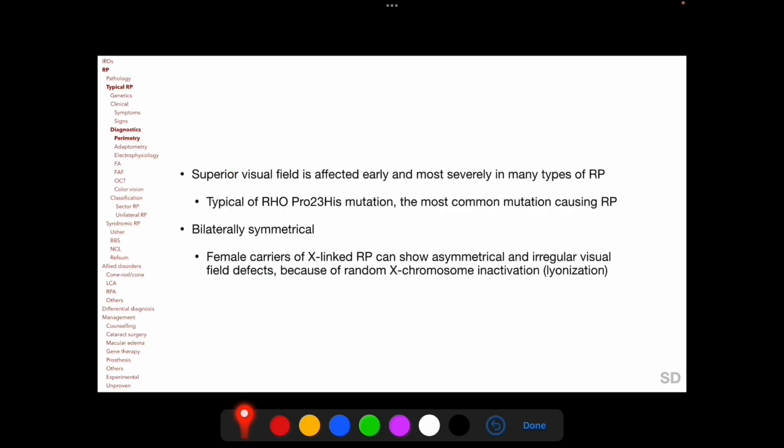Superior visual field is affected early and most severely in many types of retinitis pigmentosa, and this is important to remember. And the visual field results are typically bilaterally symmetrical between the two eyes of an individual with retinitis pigmentosa. But as we have mentioned earlier, female carriers of X-linked retinitis pigmentosa can show asymmetrical and irregular visual field defects because of random X chromosome inactivation in females.